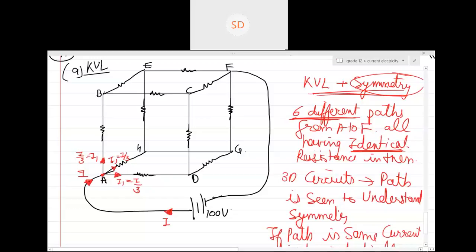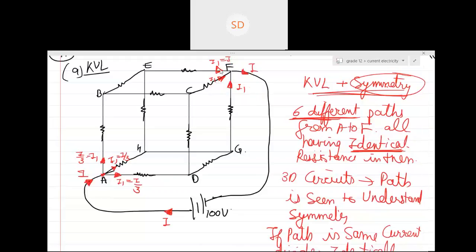Now the second concept of symmetry. If I1 current is going like this, what shall be the current reaching these three parts? Will it be I1, I1 and I1 to make I? So this will be again I by 3, this will be I by 3. If you are not sure about this I by 3, don't write it. No problem.